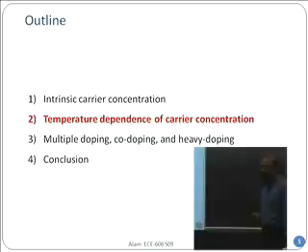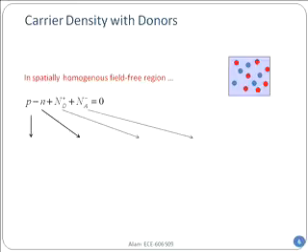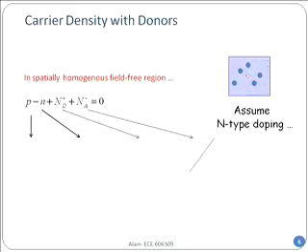Now, when you have doping, of course, things are a little bit more complicated. So let's see how it works. Let me assume a case where it is N-type. When somebody says that I have an N-type semiconductor, what they mean is that they have only donors that give away electrons, so that the material has a lot of electrons. That's why it's called N-type material.